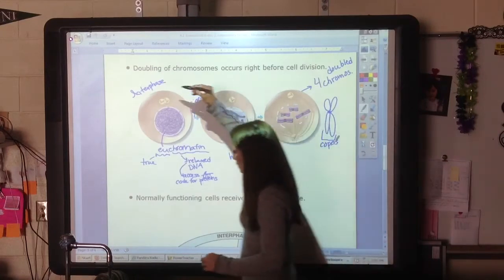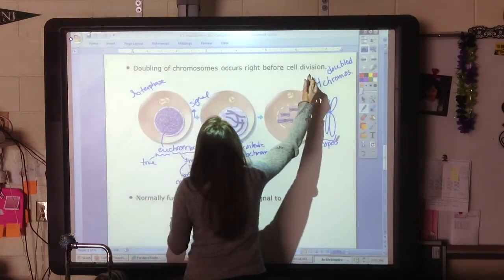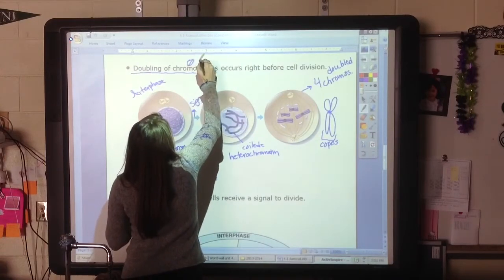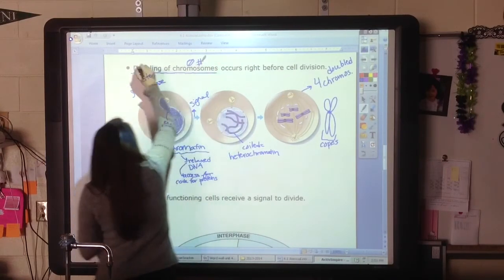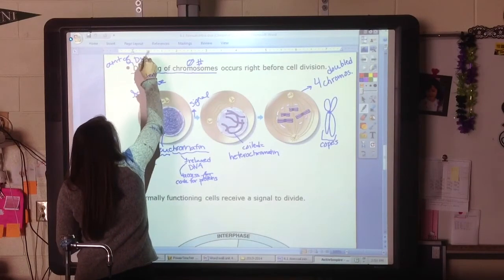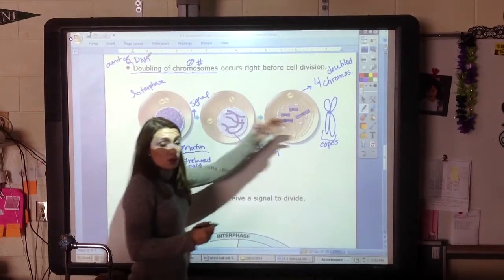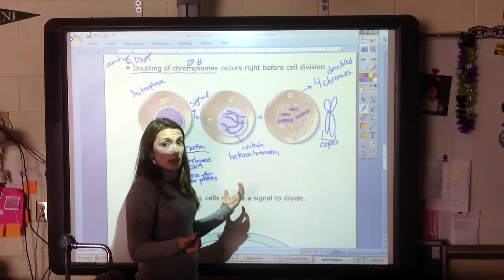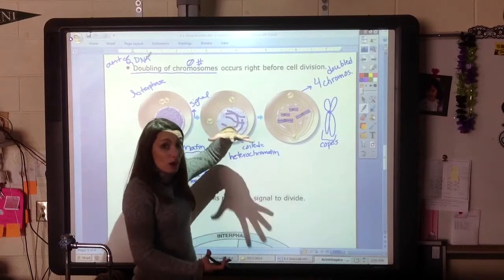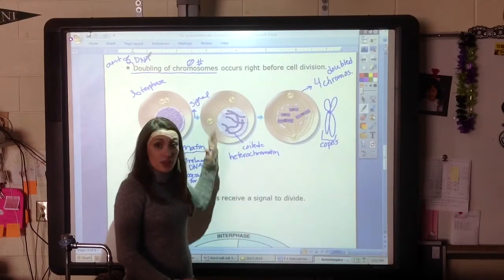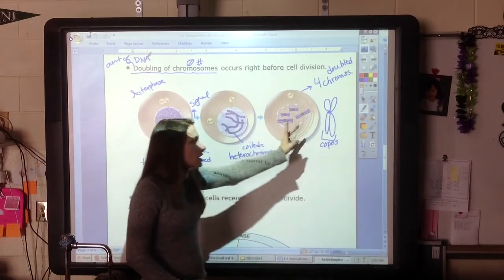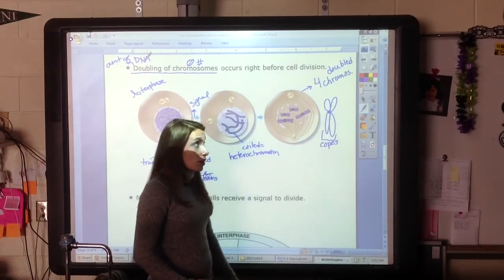Now, one quick thing is this doubling of chromosomes, we're not doubling the number, but we are doubling the amount of DNA. It's just that the 2 DNAs are exactly the same. So if they were asking me in terms of grams or in terms of an amount, I definitely would have double the amount of DNA. We just don't count it as new chromosomes since they're identical to each other.